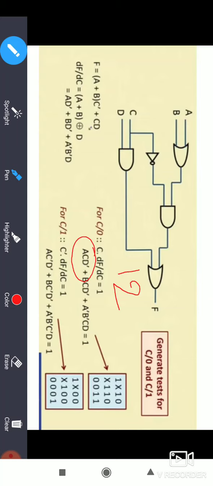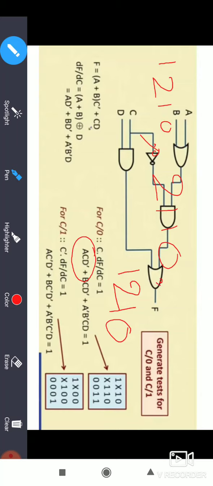C is 1, D bar is 0. You can represent it like this also: 1 2 1 0. This is one term. Next, BCD. Here A is missing, so 2 1 1, and D bar, so 0: 2 1 1 0.